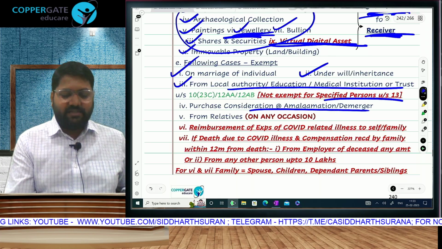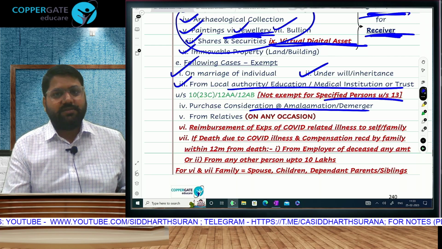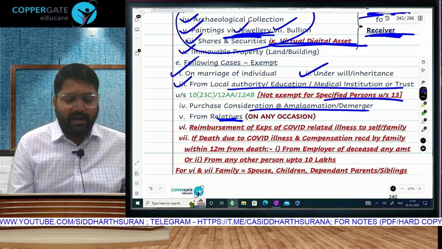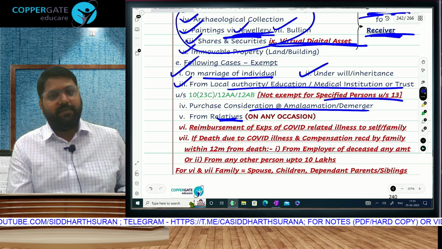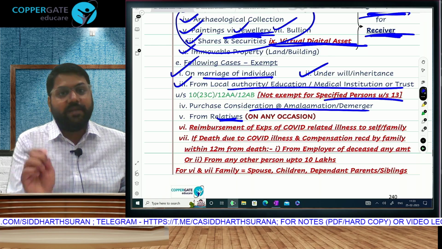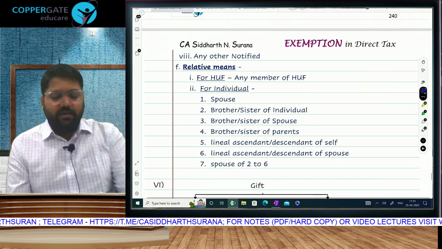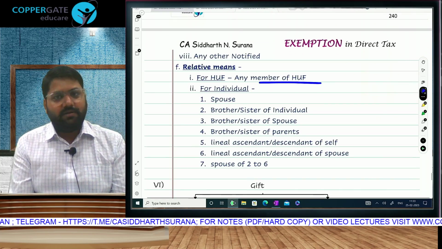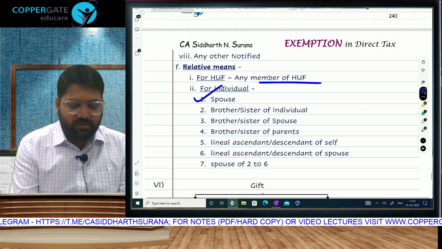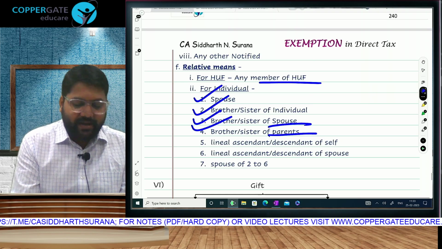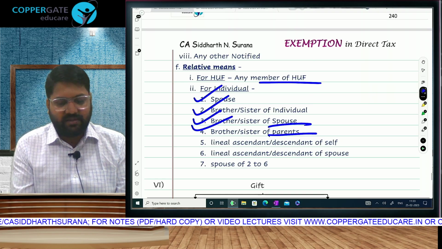If you get any purchase consideration on amalgamation or demerger, then it is going to be exempt. Anything received from a relative is exempt. On marriage, anybody gives you, it will be exempt. But a relative giving you without occasion is also exempt. We have the definition of relative separately given. Relative means, for HUF, any member. For an individual, it can be your spouse, your brother and sister, spouse's brother and sister, your parents' brother and sister, that is mother's brother, sister and father's brother, sister.